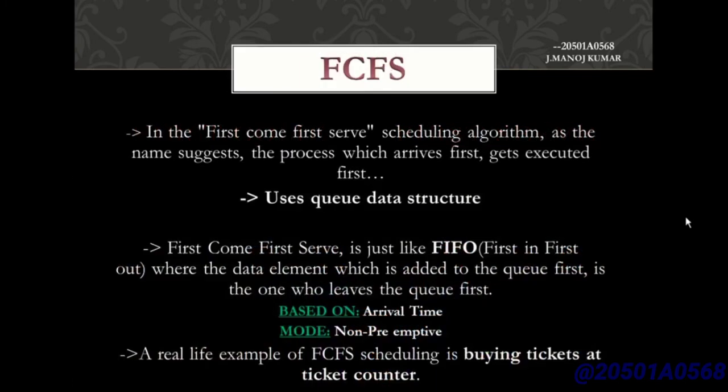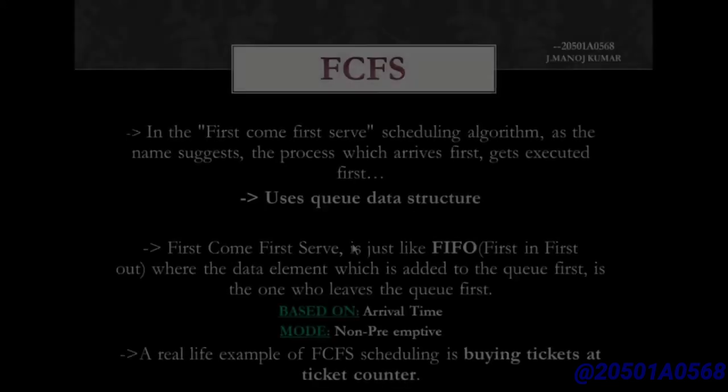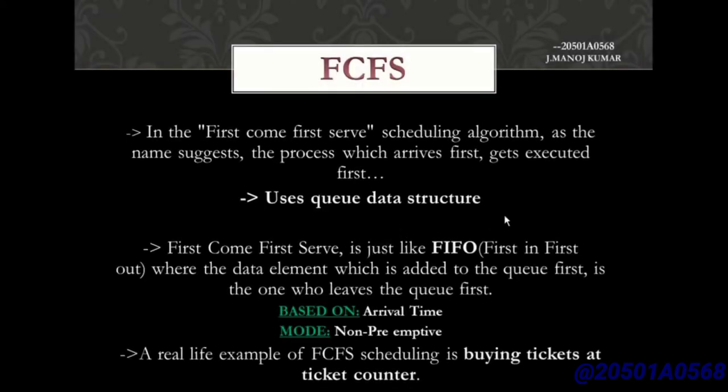In this first come first serve scheduling algorithm, as the name suggests, the process which arrives first gets executed first. That is, it uses the queue data structure. The processes are added at the back side. First come first serve is just like FIFO, first in first out, where the data element which is added to the queue first is the one who leaves the queue first.